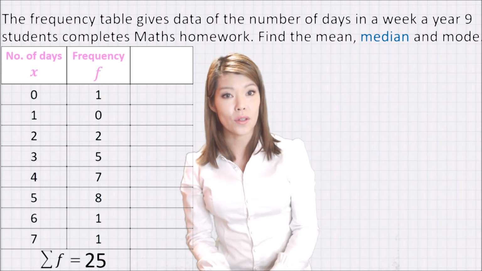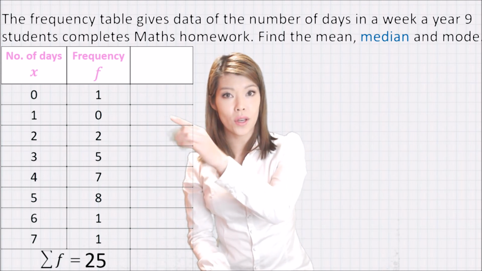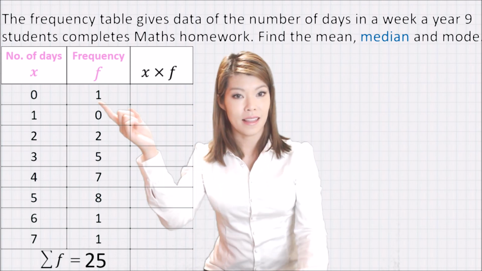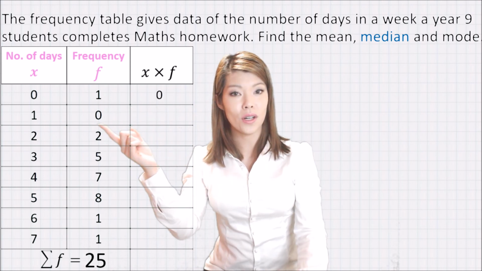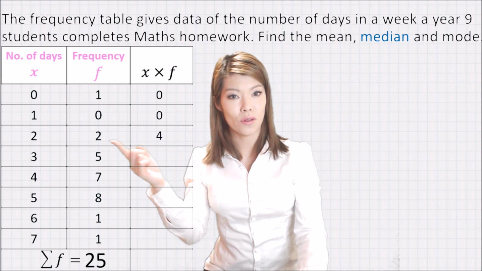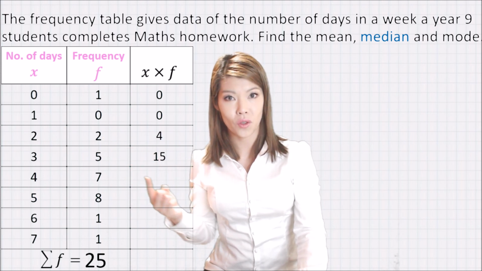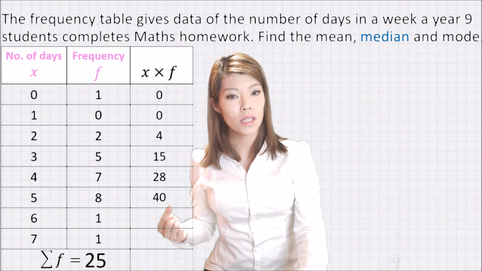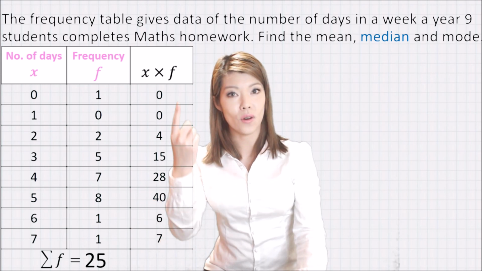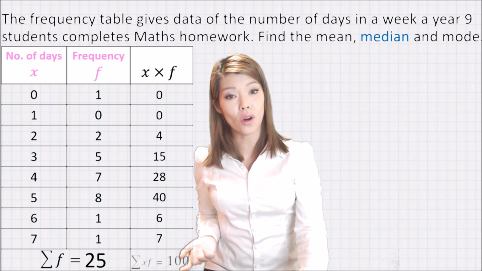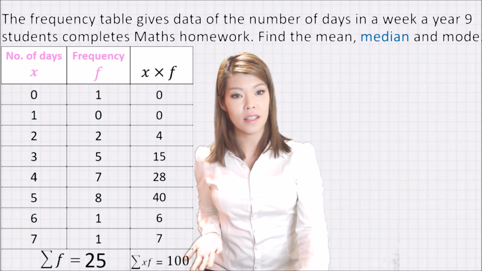A quicker way to do that is to multiply each row and then add it downwards, like so. 0 times 1 is 0, 1 times 0 is 0, 2 times 2 is 4, 5 times 3 is 15, 7 times 4 is 28. We can just multiply them together and then add all these values to find the total of the values, which is 100 in this example.